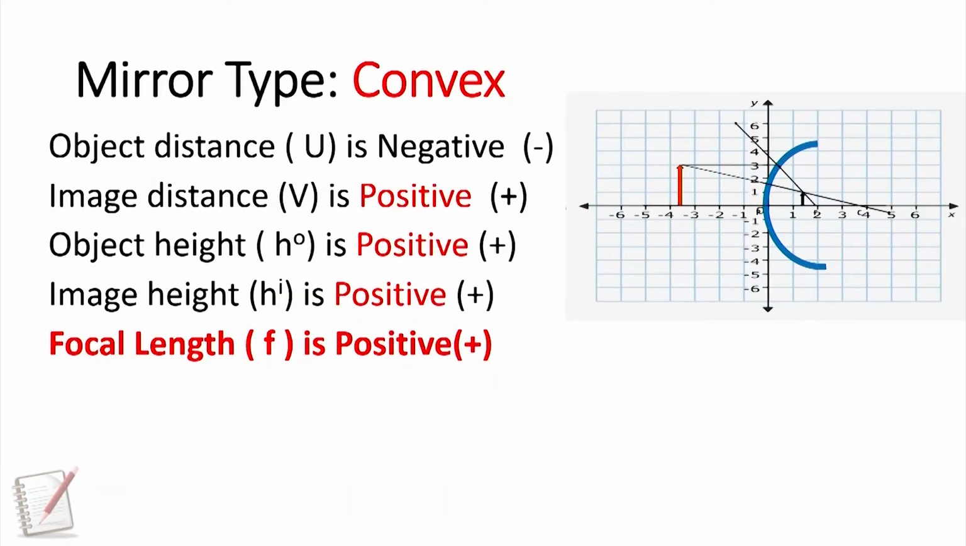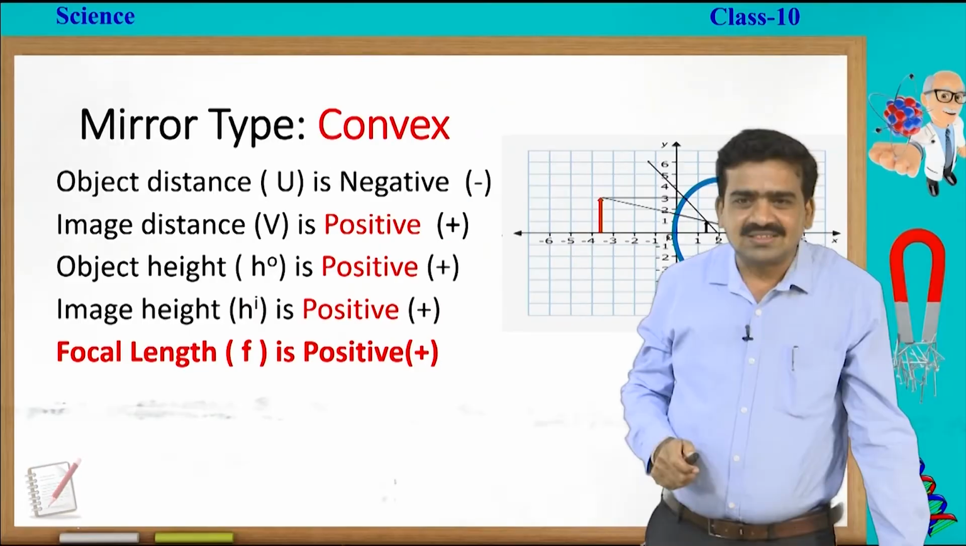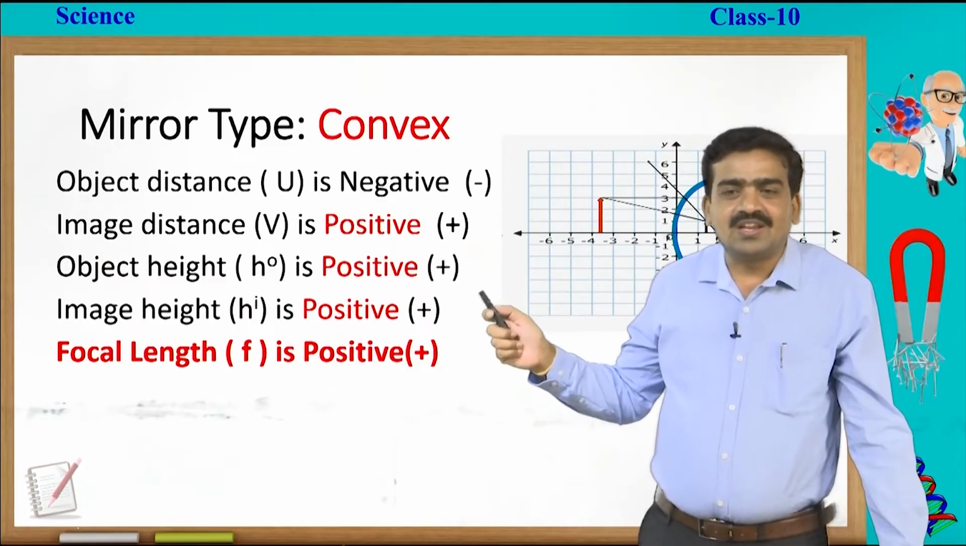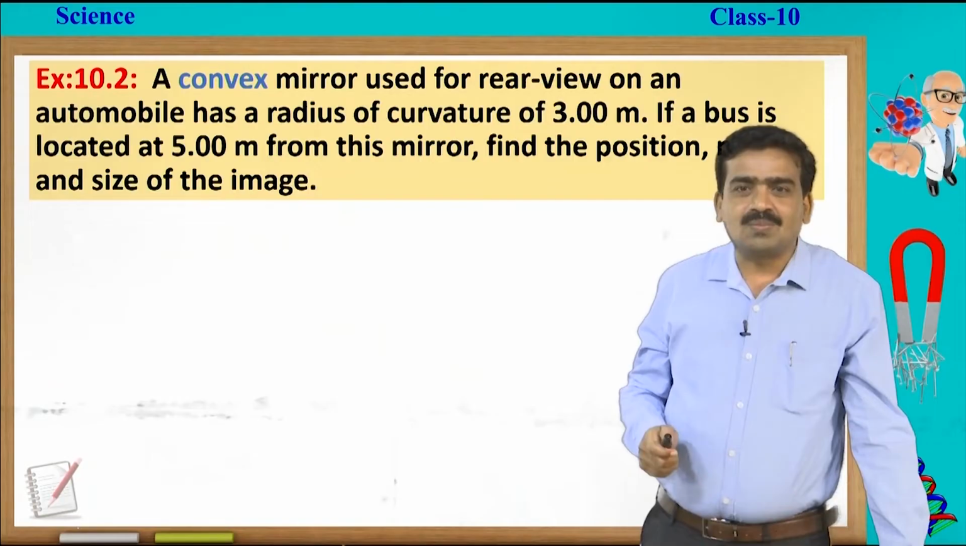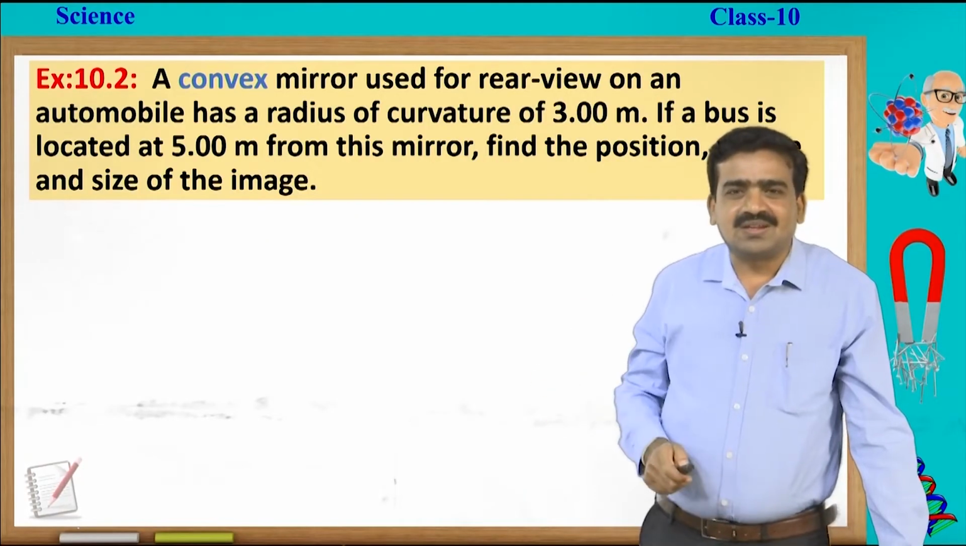The object distance u is negative, image distance v is positive, object height is positive, image height is positive, and focal length is positive, and these are very helpful to solve the problems. Let us solve the problems based on convex mirror.